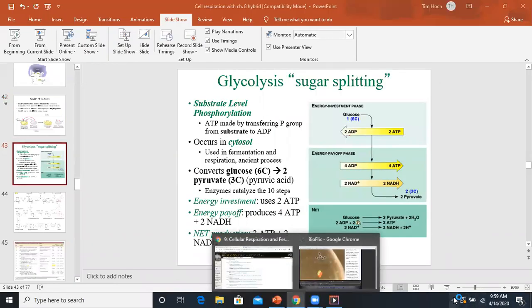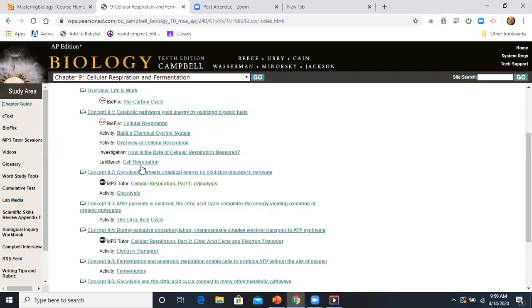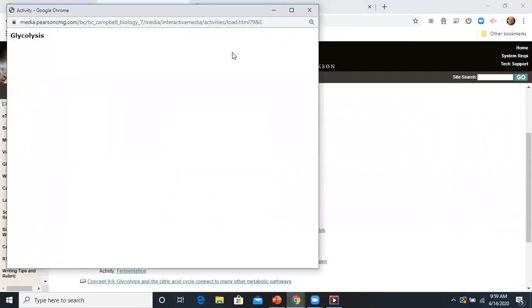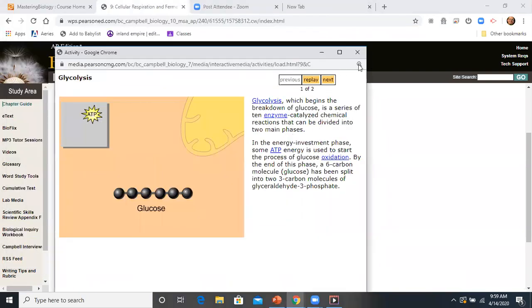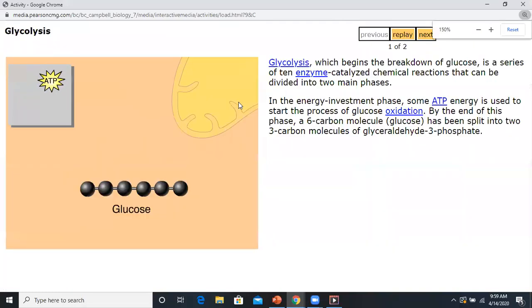So I'm going to show you a couple of animations I have here real quick. Again, all this is from Mastering Bio, so feel free to go back and look at this on your own. Let's take a quick look. Right here I have glucose, outside the mitochondria.